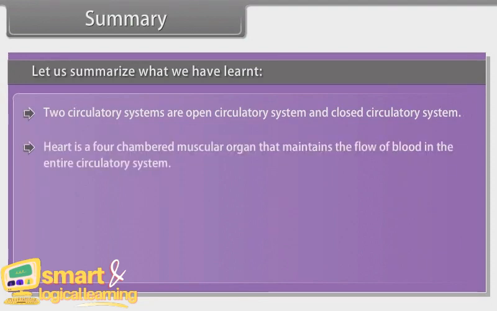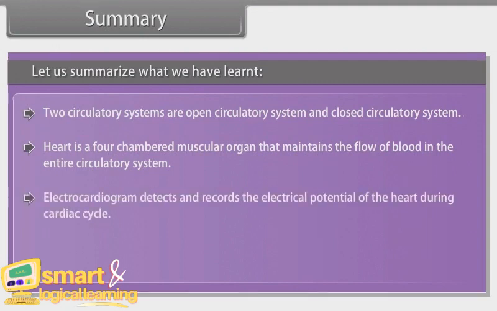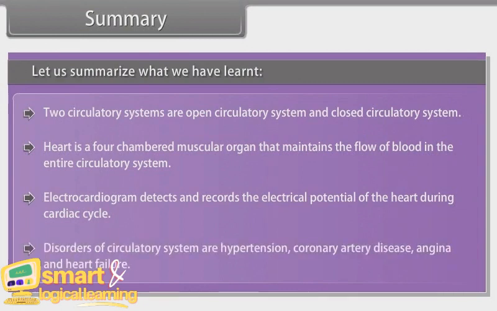The heart is a four-chambered muscular organ that maintains the flow of blood in the entire circulatory system. An electrocardiogram detects and records the electrical potential of the heart during the cardiac cycle. Disorders of the circulatory system are hypertension, coronary artery disease, angina, and heart failure.